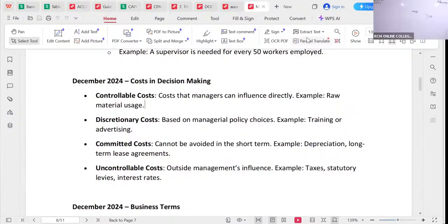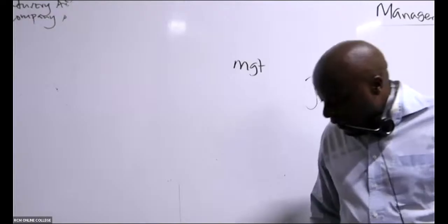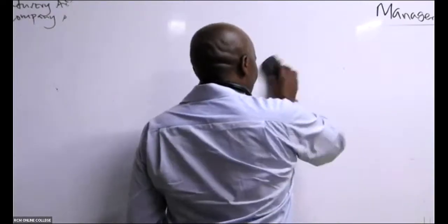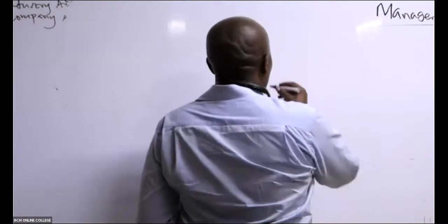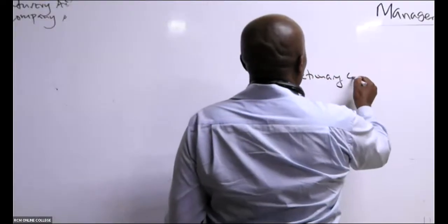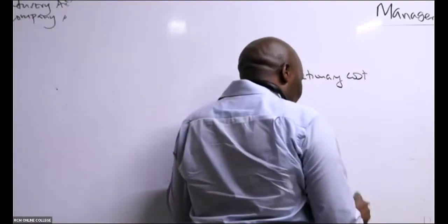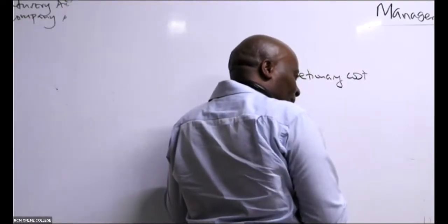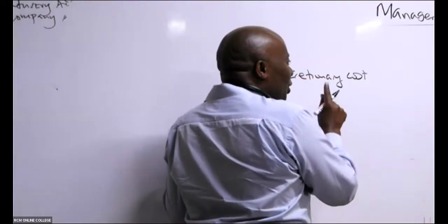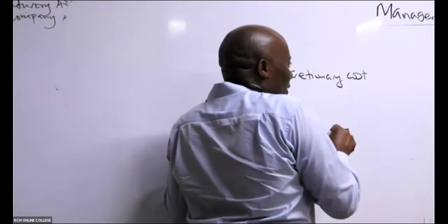So many students have always gotten this discretionary costs definition wrongly. Whenever you hear about discretionary costs, these are basically those costs that can only be incurred if the management wanted them to be incurred. If the management do not want them to be incurred, then these costs will be avoidable. So they are incurred at the discretion of the management.